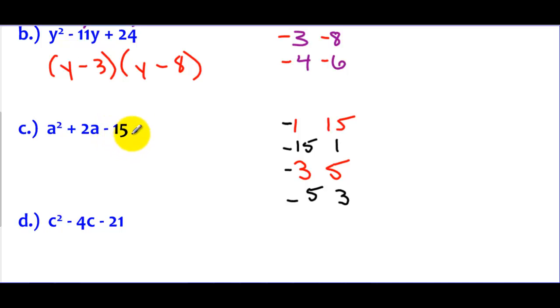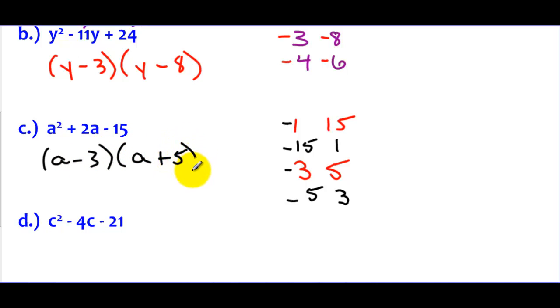So I'm looking for the pair that multiplies to negative 15. All of these work, and then in this case adds up to 2. Well, this third one here, negative 3 plus 5, that's going to be positive 2. So I'm going to say A minus 3, and then A plus 5.